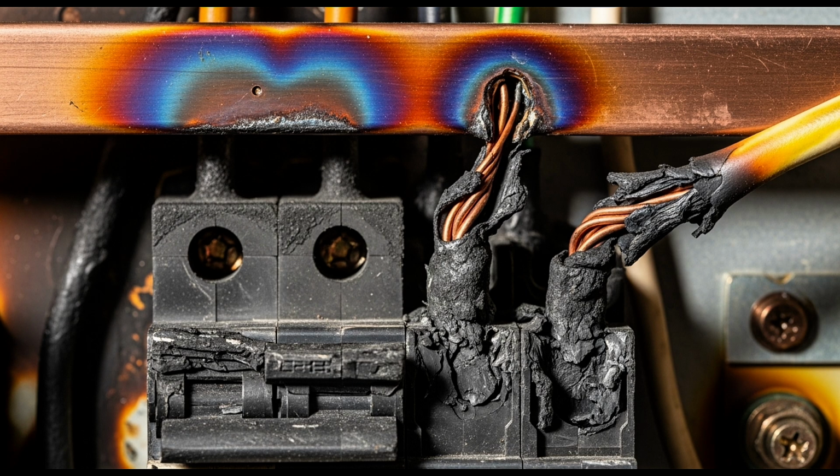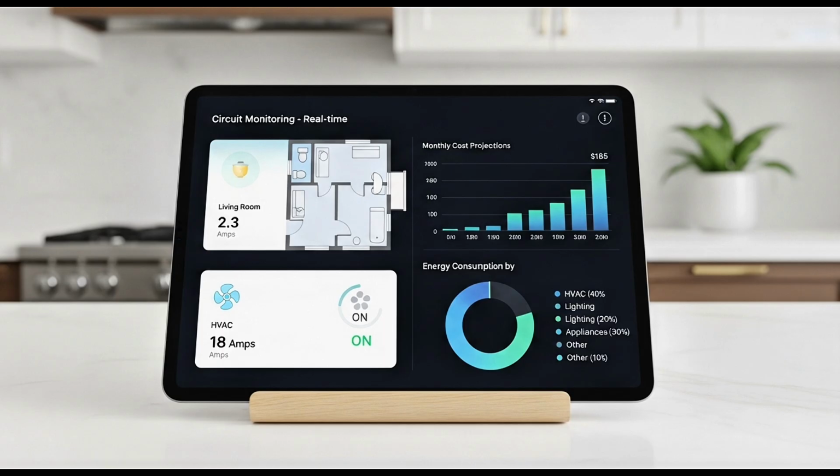Some smart panels integrate with home automation systems and can shed loads automatically during peak rate periods to save money. Others work with solar panels and battery storage, managing bidirectional power flow and ensuring critical circuits stay energized during outages. Arc fault and ground fault protection continue to evolve.